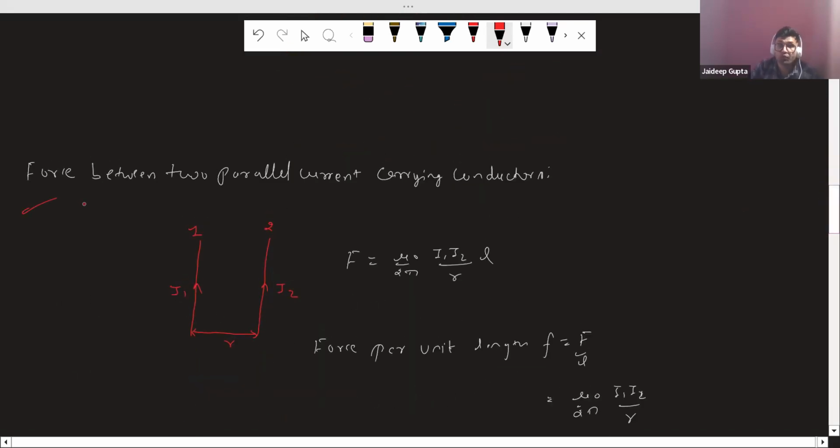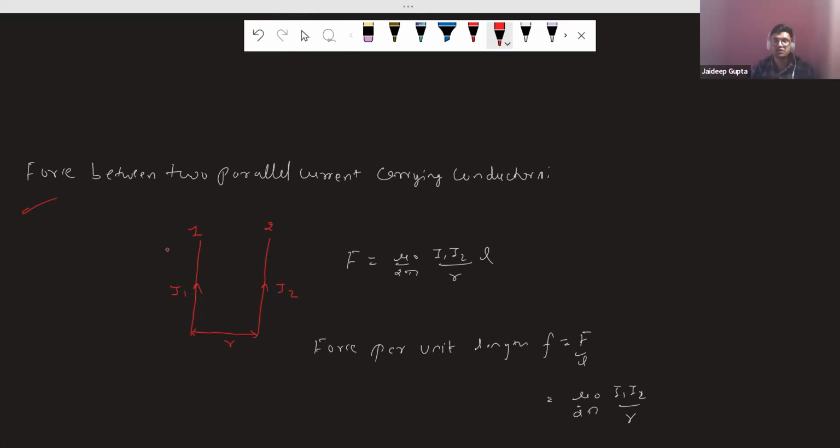Now the force between the two parallel current carrying wires. Fine. So these are the two wires carrying current in the same direction. I1 is the current in the first wire. I2 is the current in the second wire. The distance between the two wires is R. So the force formula is mu naught over 2 pi I1 I2 over R times L, where L is the length of the wire. And force per unit length, you have to divide the given force by L. So that is mu naught over 2 pi I1 I2 over R. This formula write down fast in a notebook, everyone.